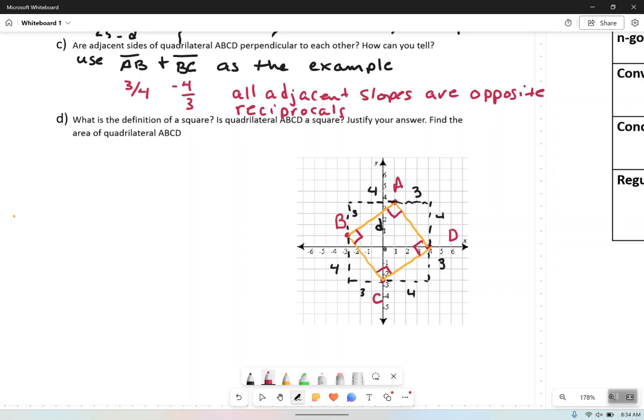Is this a square? This is a square. Boom. Just like that. That will be a square.